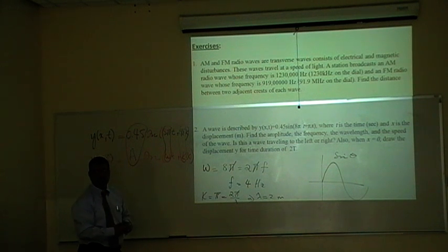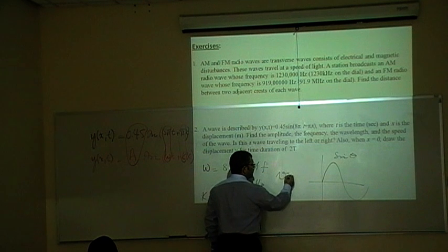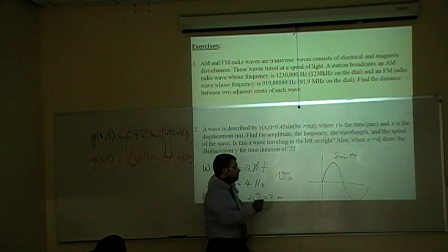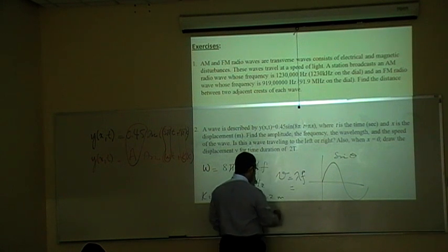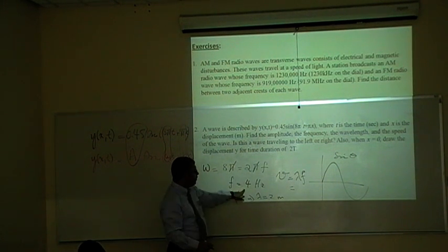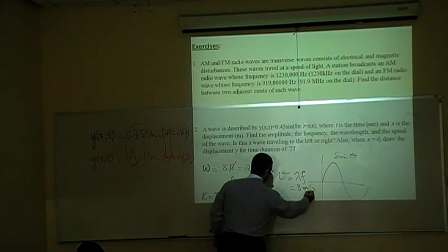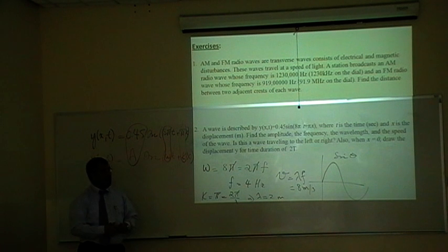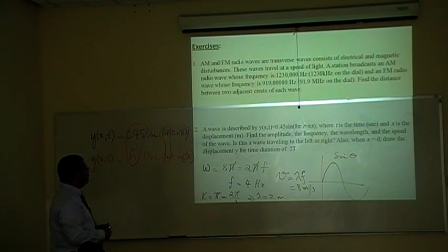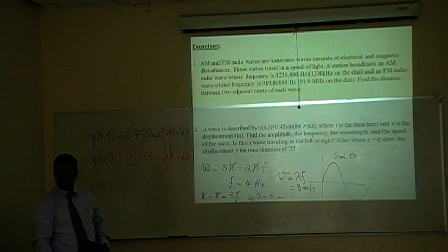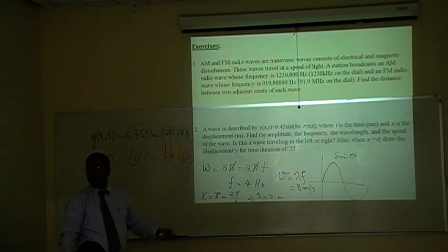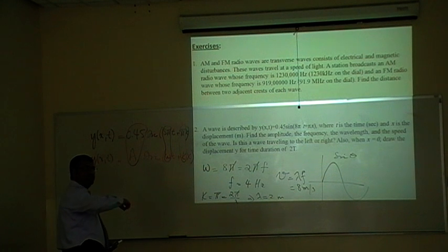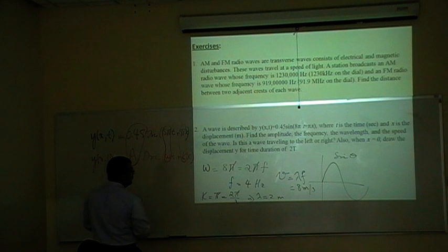He wants the speed. What's the speed? Lambda f. So the speed is equal to lambda multiplied by f. Lambda is 2, f is 4, so it's 8 meters per second, right? 2 times 4. Okay, and what else does he want? Is the wave traveling to the left or to the right? Left. Why? Because positive. Remember, if we go back to the previous slide, if it is minus, then it's moving to the right. If it is positive, then it's moving to the left.